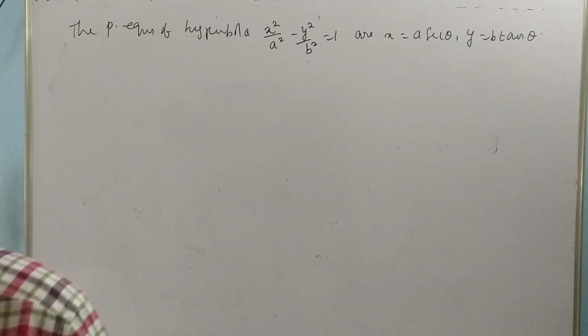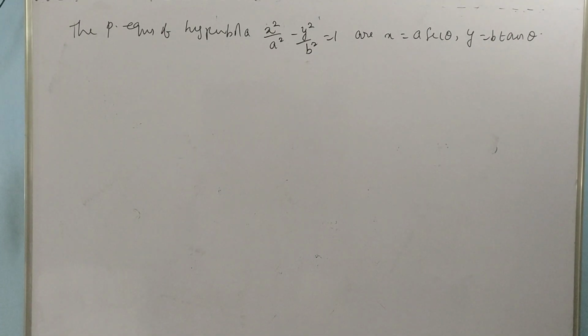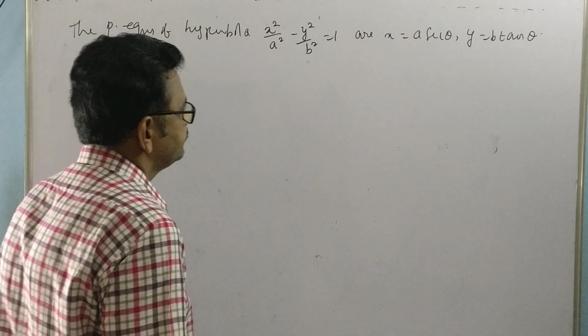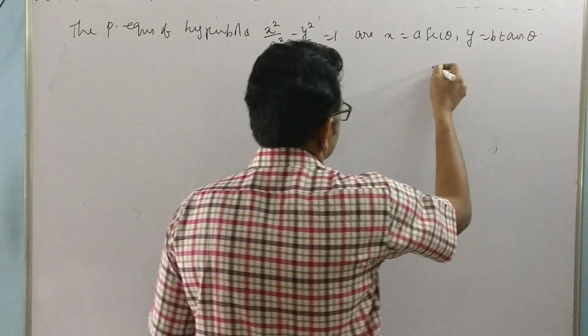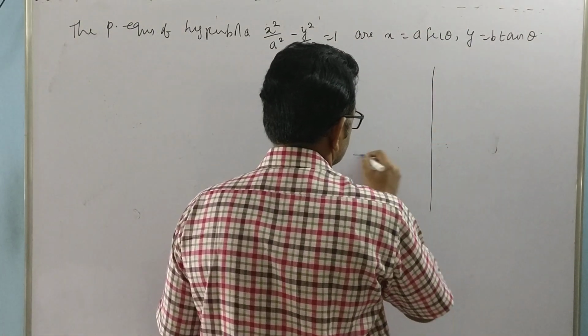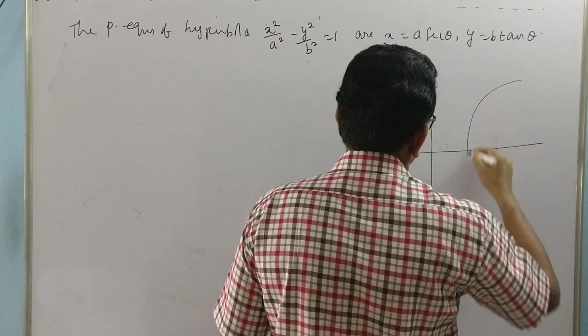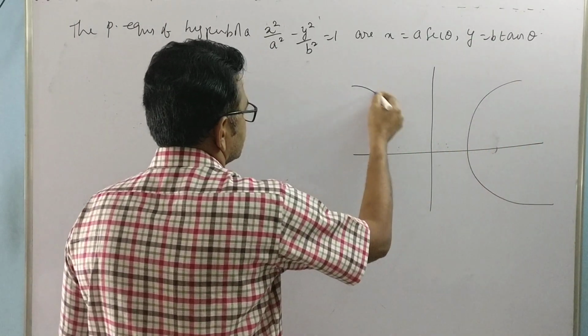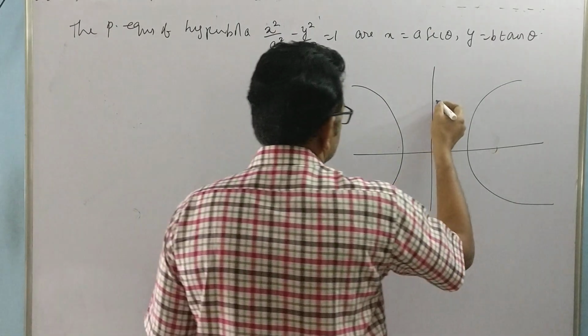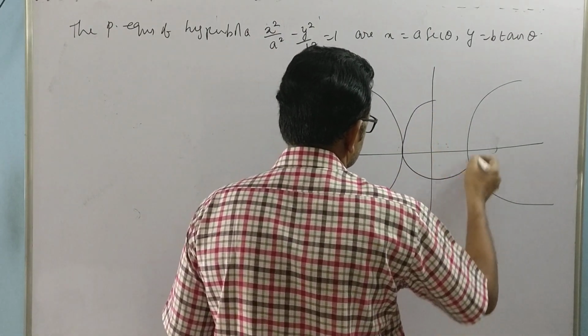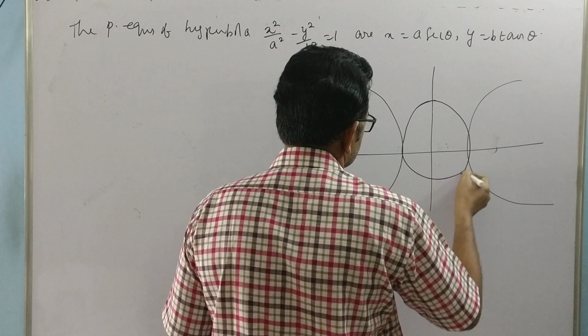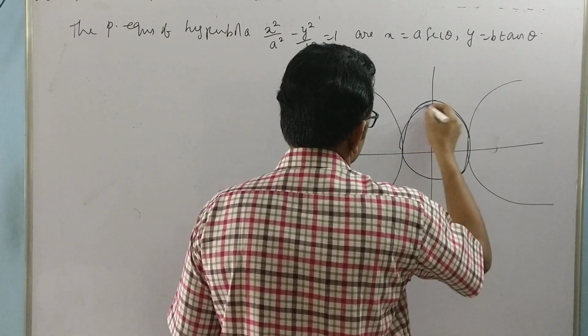x square by a square minus y square by b square is equal to 1. Parametric equations. So this is the hyperbola. This is the auxiliary circle.